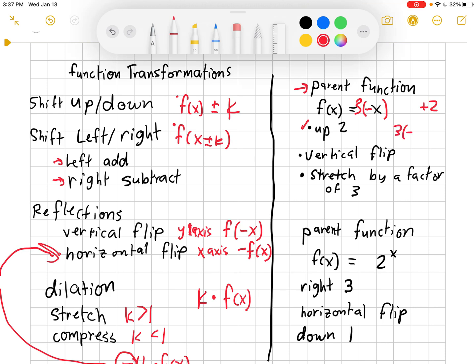Giving us 3 times negative x plus 2. We simply add the f of x, and there is our answer. We don't need to simplify any further. Oops, that's a bad box. That would work for the answer to this equation.